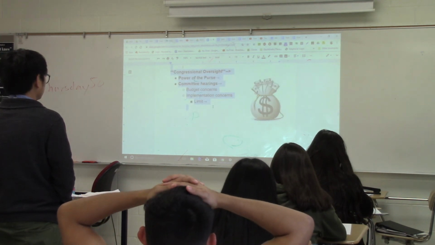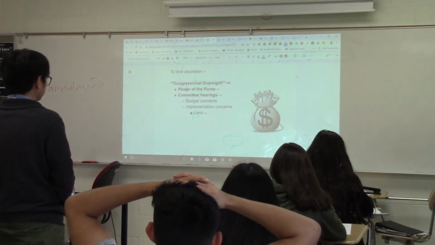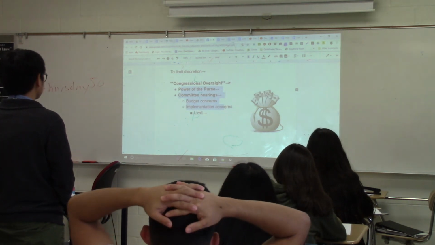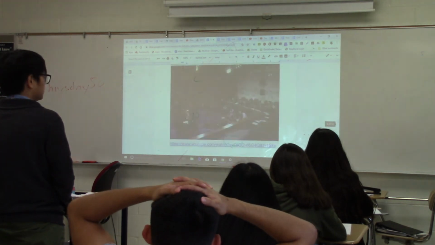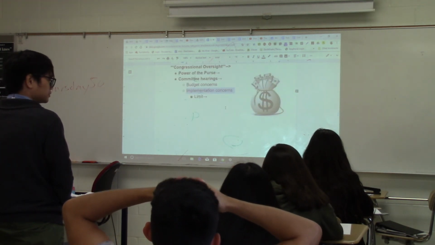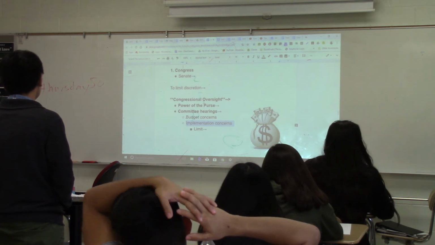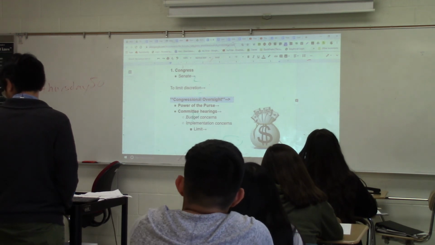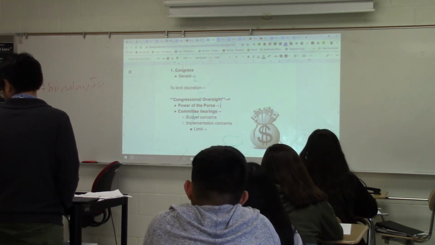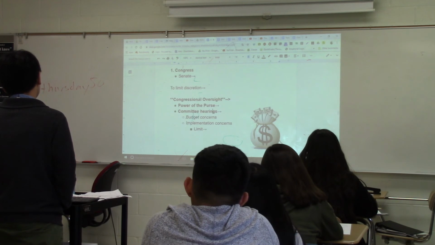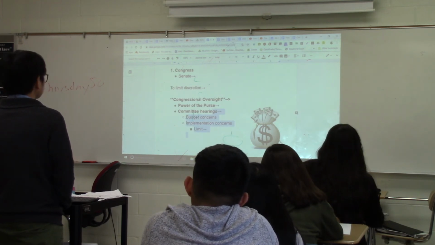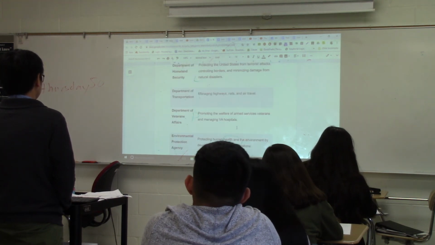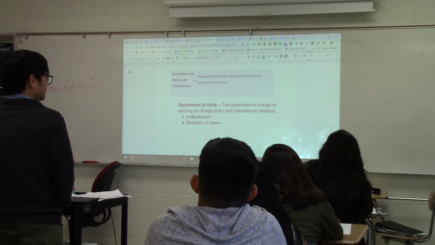We talked about this. Make sure you know what congressional oversight is, guys, the two ways. Congress can exercise oversight over the executive branch. Everybody good with congressional oversight? Anyone have any questions over congressional oversight? Congressional oversight is when Congress or the legislative branch exercises authority over the federal bureaucracy or the executive branch. They do that in two ways. They can mess with their budget, or they can call the heads of agencies for a committee hearing to put pressure on them. Anyone good with this?